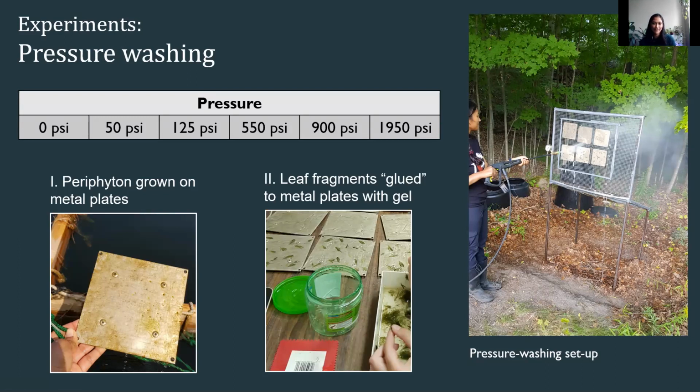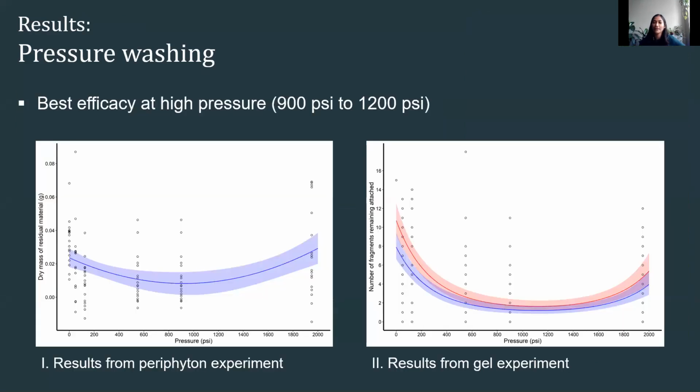And it's meant to mimic the shape of a boat hull while keeping the distance from the nozzle to the surface fixed. For the periphyton experiment, we measured the dry mass of material remaining attached after washing. And for the gel experiment, we counted the number of fragments left after washing. Okay, so in both experiments, washing at high pressure removed more material from surfaces.